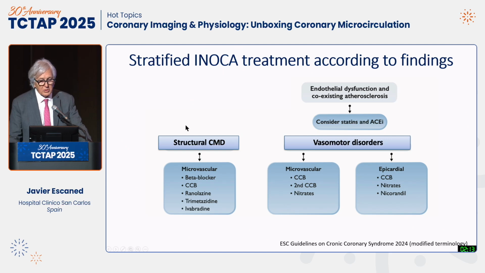And why is this important? It is important because if you perform stratified treatments according to what causes myocardial ischemia, you have many more chances of being successful in treating patient symptoms. So if you have a structural coronary microvascular dysfunction, that means any of the indexes that we are going to be discussing later, like coronary flow reserve or myocardial resistance reserve, etc., then you know that the patient, you cannot change this structure of the vessels from one day to the other.